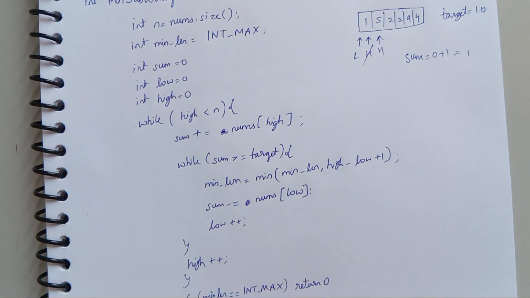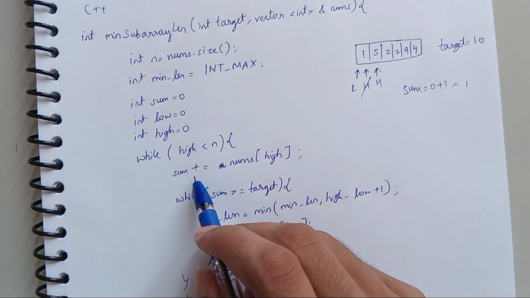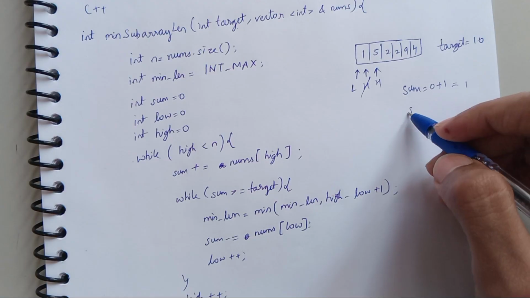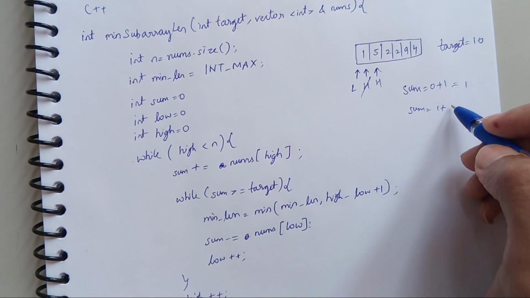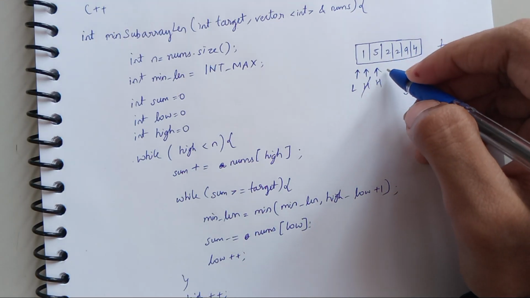Now again we run the loop one more time. Is high less than n? Yes. So again we update the sum. The sum will be 1 plus 5, which is 6. Again we ignore this condition. Again we do high plus plus. So we'll get high here.